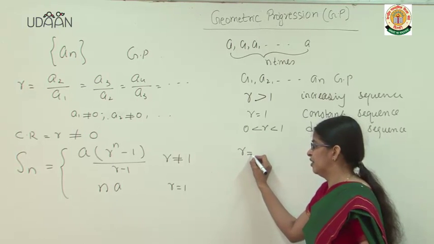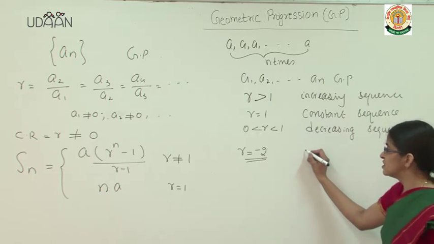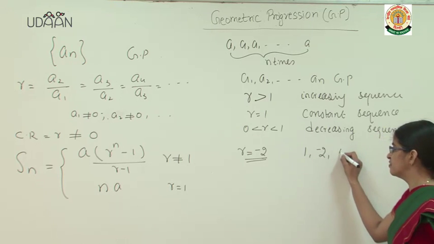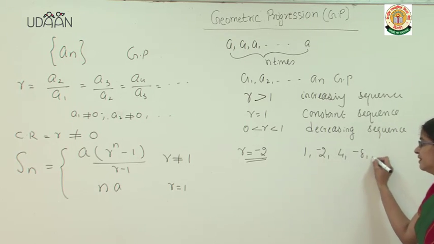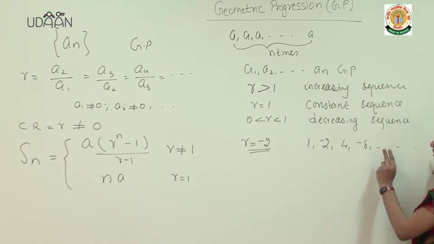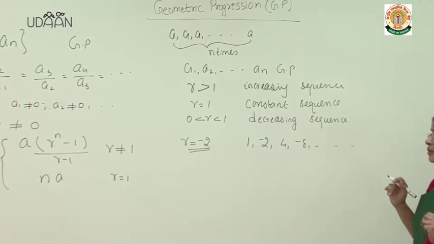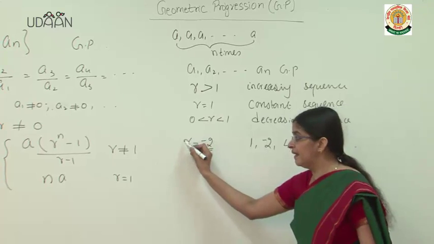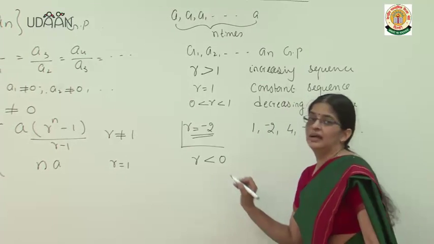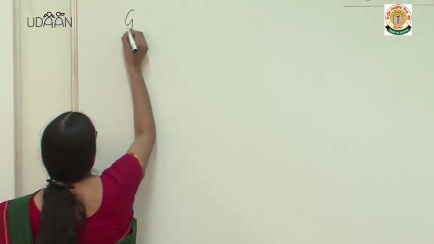And for all values of r which are less than 0, that means r is a negative number, I am taking an example, let r equal to minus 2, and first term I am taking it as 1. What will be the next term? Minus 2, next 4, minus 8, etc. Alternately, the terms are positive and negative. So, neither can we say it is an increasing sequence, nor a decreasing sequence. So, we cannot say anything about the sequence if the common ratio r is less than 0. Clear?